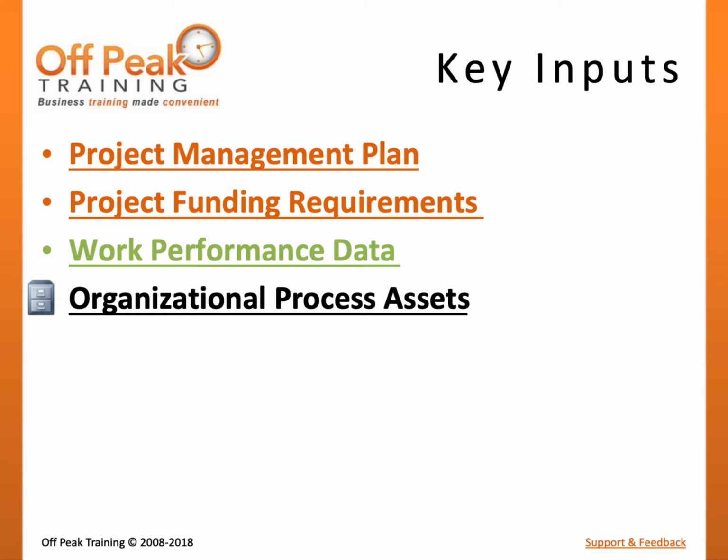Work performance data is data regarding the status of activities being performed to accomplish project work. It is generated as an output of the direct and manage project work process. This data may include the reported percentage of work completed and costs incurred to date. Finally, organizational process assets may include policies, procedures, and reporting methods or templates related to controlling change.